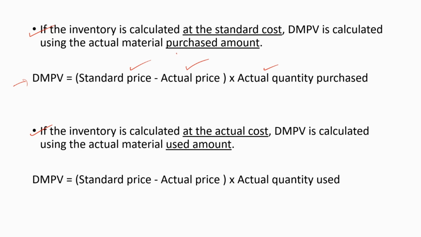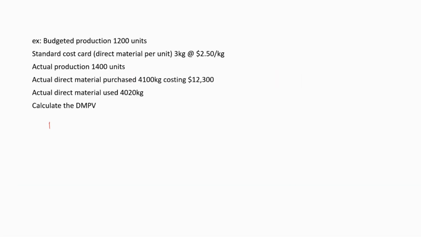So under standard cost, we use the purchased amount to calculate the direct material price variance. Under actual cost, we use the material used amount to calculate the direct material price variance. So for that, we can use this equation: the difference between the standard price and the actual price multiplied by the actual quantity used. Now let's do the same example as before and calculate the direct material price variance when the inventory is valued at the actual cost.